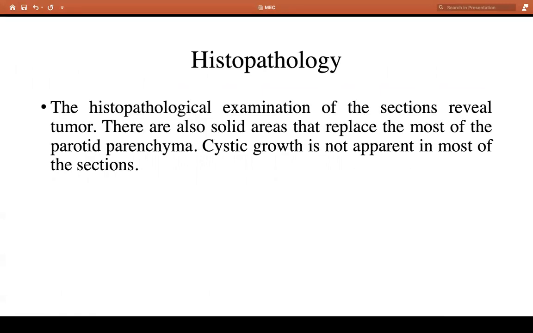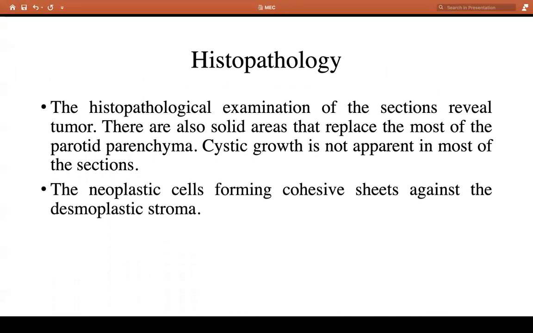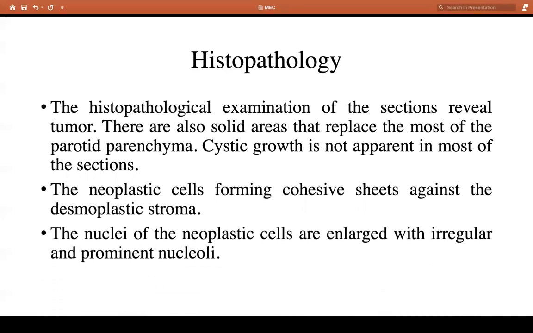Histopathology of this case: histological examination of the section reveals solid and cystic areas replacing most of the parotid parenchyma. Cyst growth is not apparent in most of the sections. Neoplastic cells form cohesive sheets with a desmoplastic reaction. The nuclei of the neoplastic cells are enlarged, irregular, with prominent nucleoli. These are all features of a high-grade tumor. Mitotic activity is there, variably brisk.